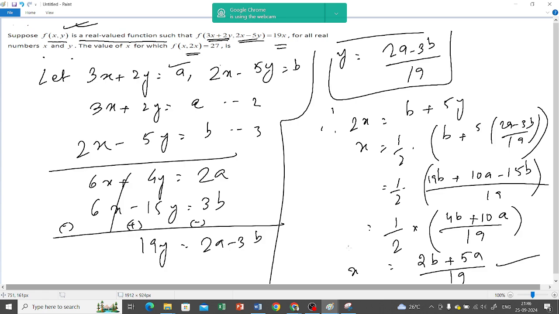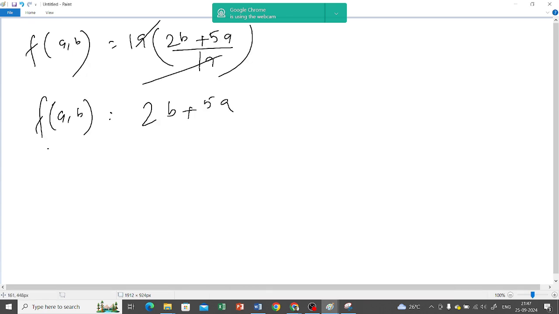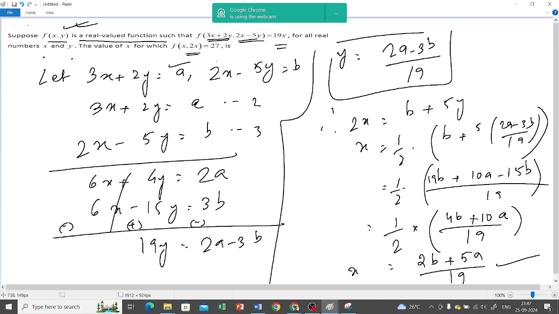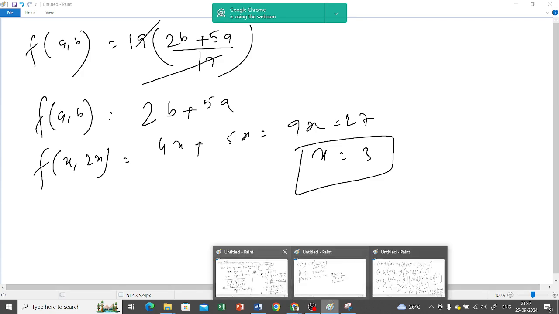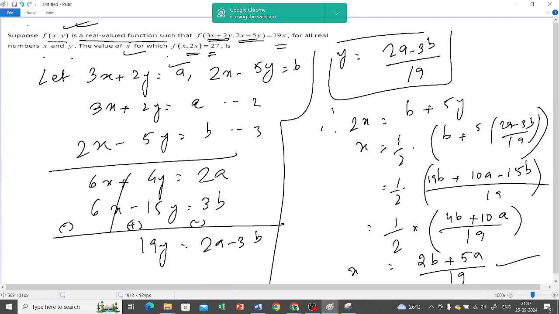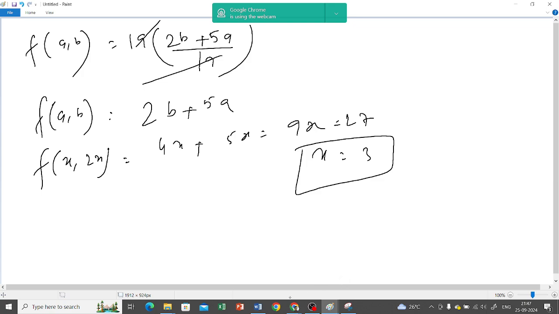What we need to find out is f(x, 2x). So what is f(x, 2x)? That is 4x + 5x, that is 9x, right? And the value of the function is 27. So what is x? x is 3, right? So what was the question? What is the value of x? 3. So 3 is the answer.